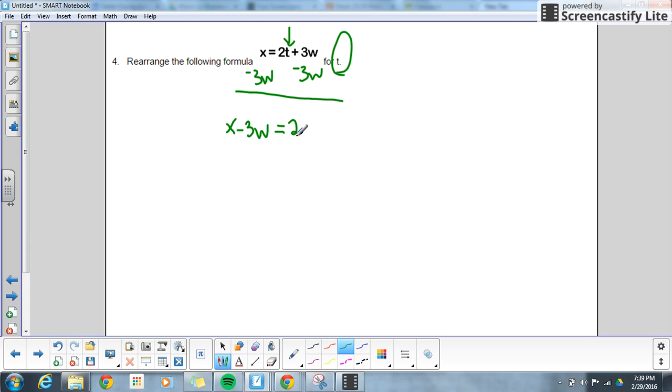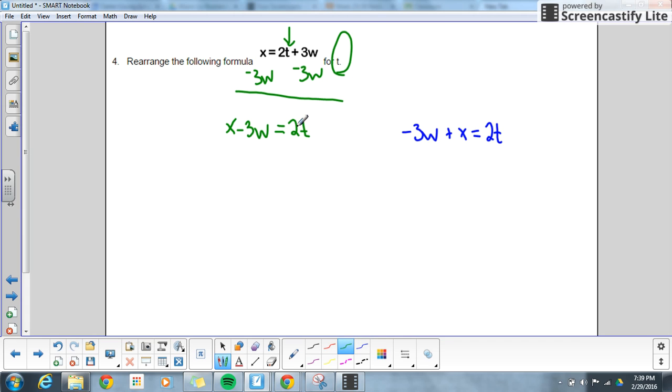Now, some people like to write this a slightly different way, so let me go ahead and show you. You could write this as negative 3w plus x equals 2t. Notice the x is still a positive and the 3w is still a negative or a minus.